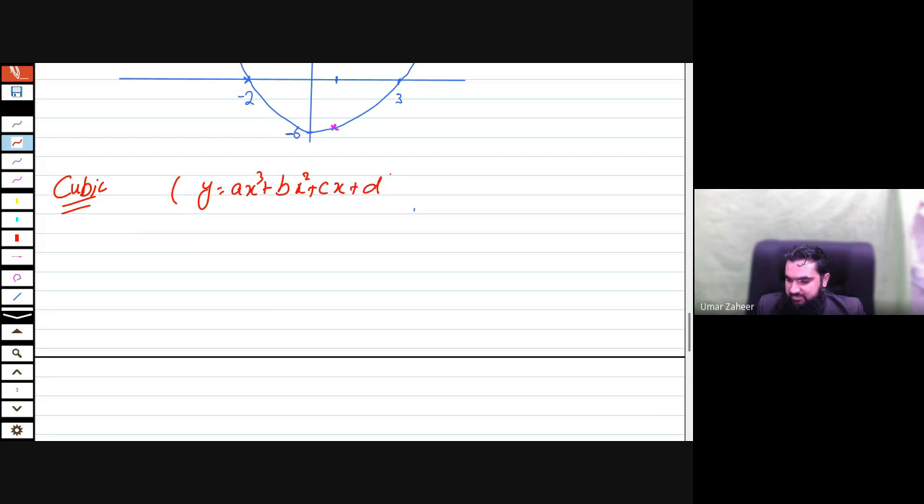Now, the next one is cubic. The cubic means you have y is equal to ax cube plus bx square plus cx plus d. So look here, a is the important value. If the coefficient of x cube is greater than 0, the shape of the graph is going to look like this, from left to right moving like this, or it is going to look like this.